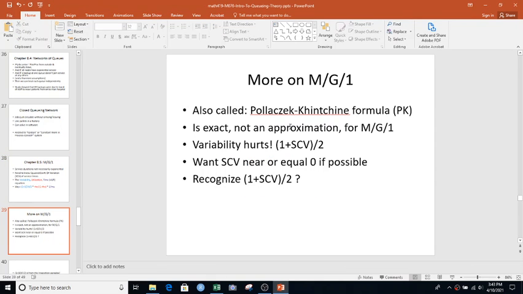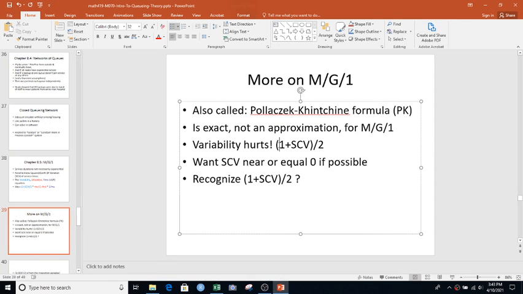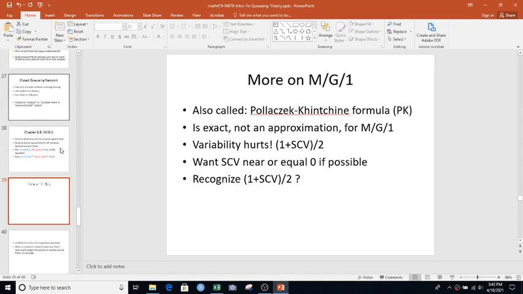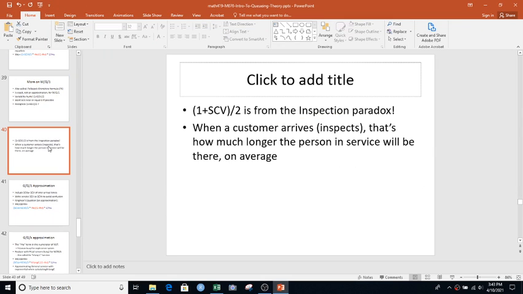It's exact. It tells us that more variability hurts, the larger that squared coefficient of variation is for service, the longer the wait times. And if you've heard about the inspection paradox, you might recognize this 1 plus squared coefficient of variation over 2, which is part of the reason we talk about the inspection paradox. Well, let's talk about some other fun things.